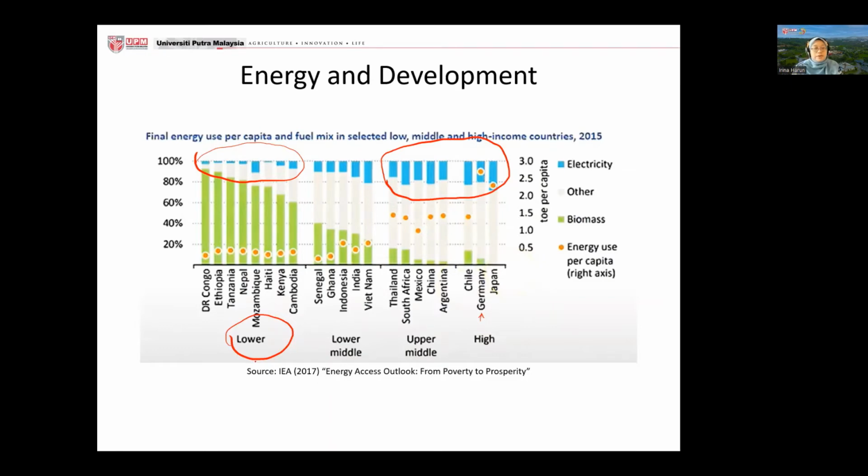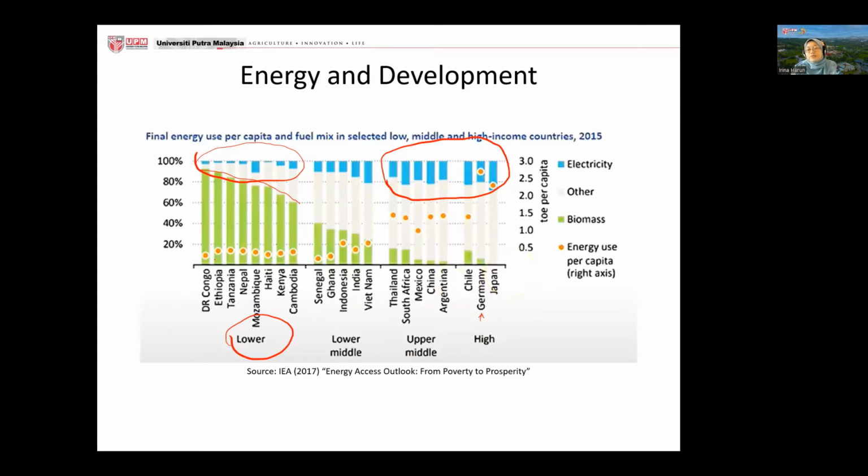Yeah, so in the lower income countries, they rely more on things like biomass. If you look here, the green one, they use it because they don't have access to electricity. So what they do is they burn things like wood to generate energy, even to cook. So they have to burn the biomass, and that's what is happening in places like Ethiopia and Congo. A lot of African countries are facing that issue.